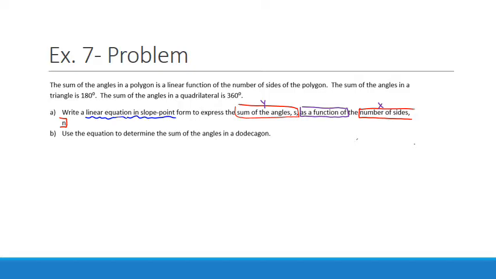And once I have points, then I can find a slope, and then I can pick one of those points and put it in slope point form. So, okay, I'm going to make these points.